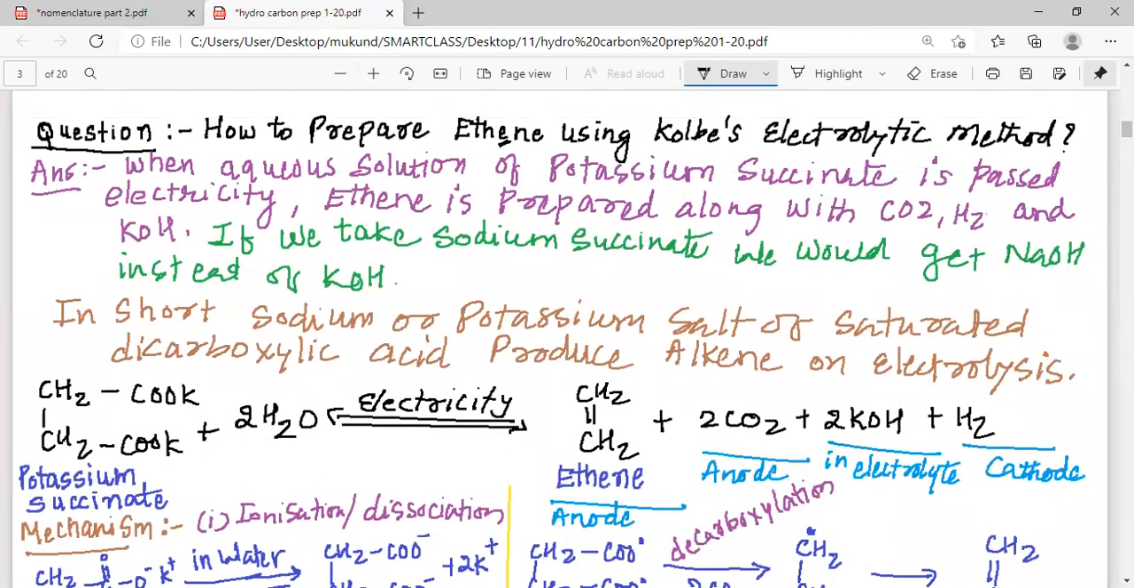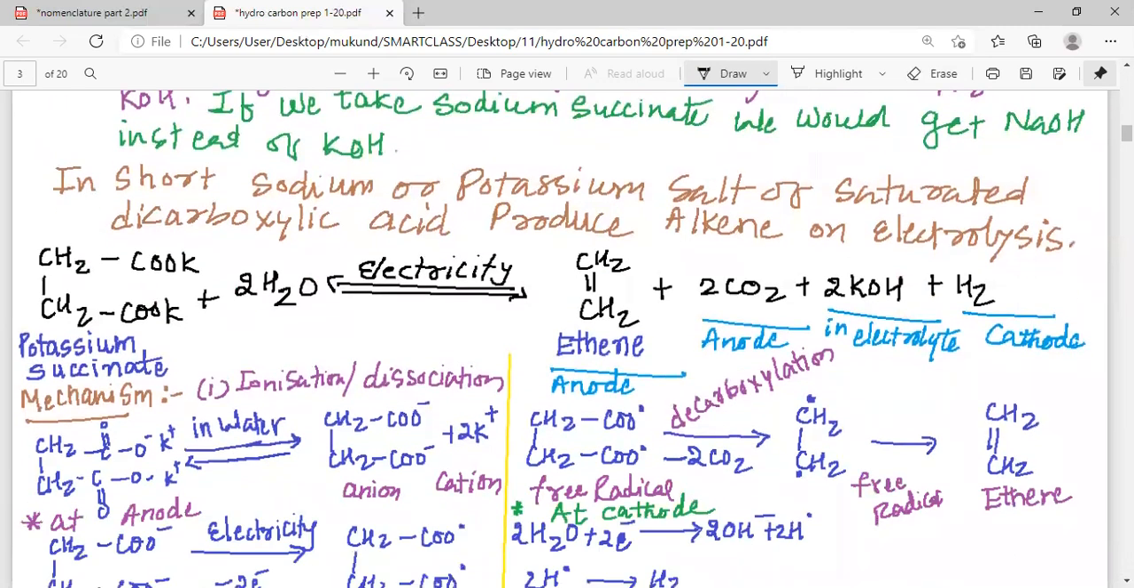When an aqueous solution of potassium succinate is subjected to electricity, ethene is prepared along with carbon dioxide, hydrogen and potassium hydroxide. If we take sodium succinate, we would get sodium hydroxide instead of potassium hydroxide. In short, sodium or potassium salt of saturated dicarboxylic acid produces alkene on electrolysis. Please remember this: the sodium or potassium salt of saturated dicarboxylic acid produces the alkene.